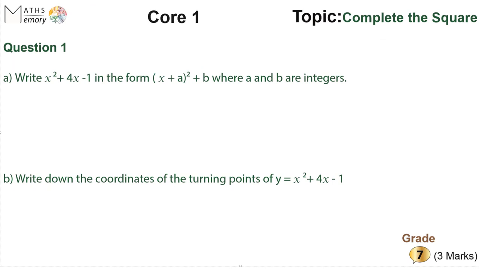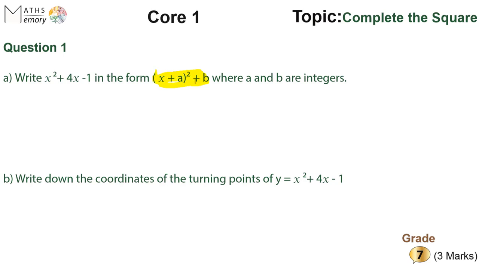Question 1: press pause, write this question down, parts A and B. Press play when you are ready. So this is the first question of complete the square, and part A is basically looking for the most basic form you can get in this format over here. So when you see this format, you've got to think of complete the square.